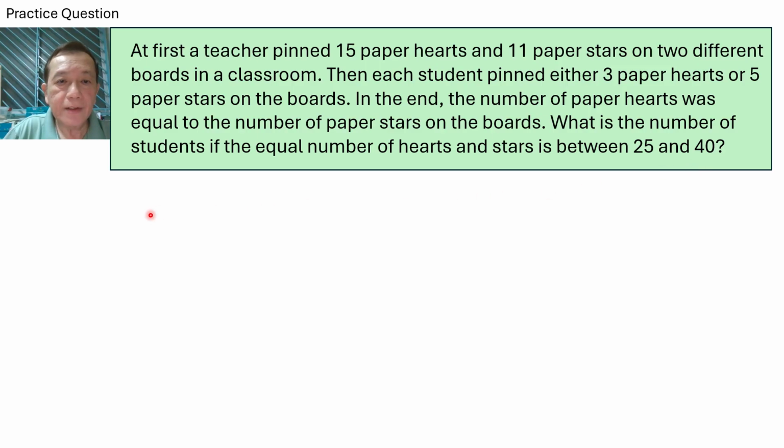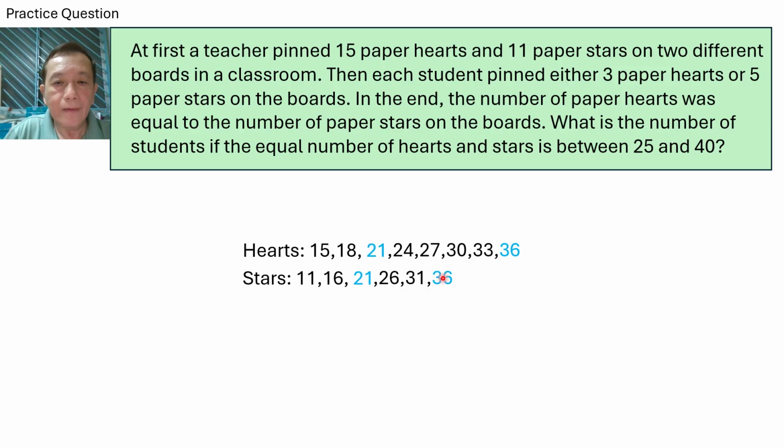We use the method of listing and arrive at 21. They are equal. But 21 is not between 25 and 40. What do we do? We continue listing. Now we arrive at 36. 36 is between 25 and 40. So we stop here and count the number of students.